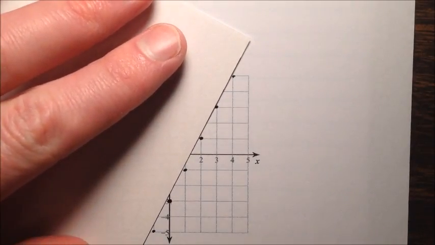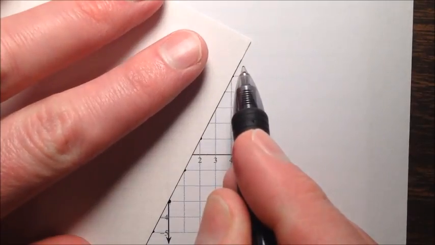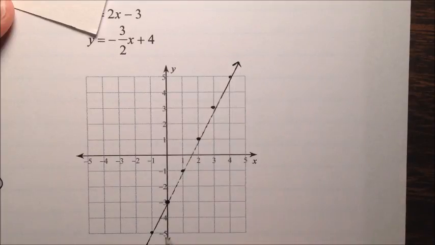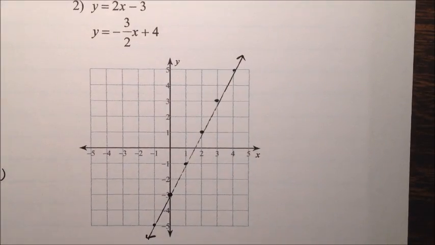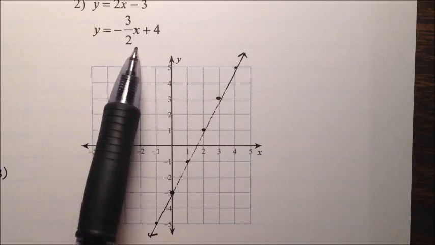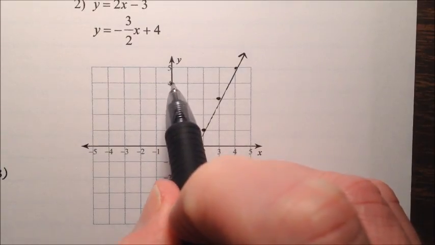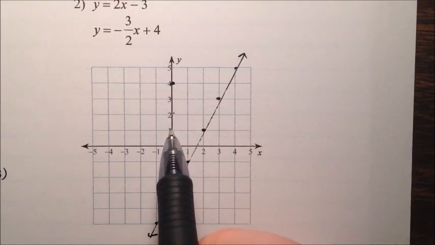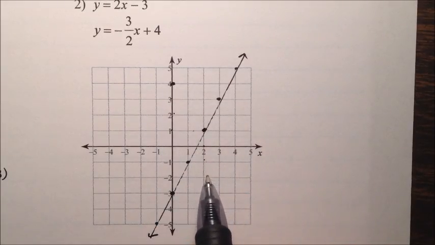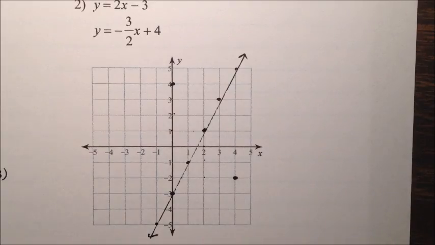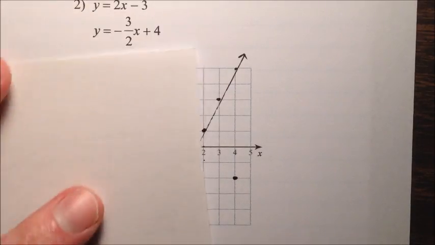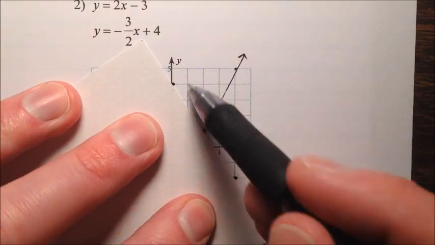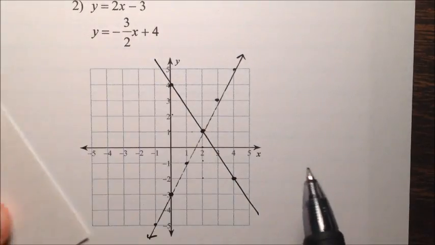So let's go ahead and draw it in. Okay, the second one is y equals negative 3/2 x plus 4. So I'm going to come up here to 4, and I'm going to use my slope of negative 3/2. So down 3 over 2, down 3 over 2, and it looks like that's all that I can go on that one. So let's line those up and draw my line.